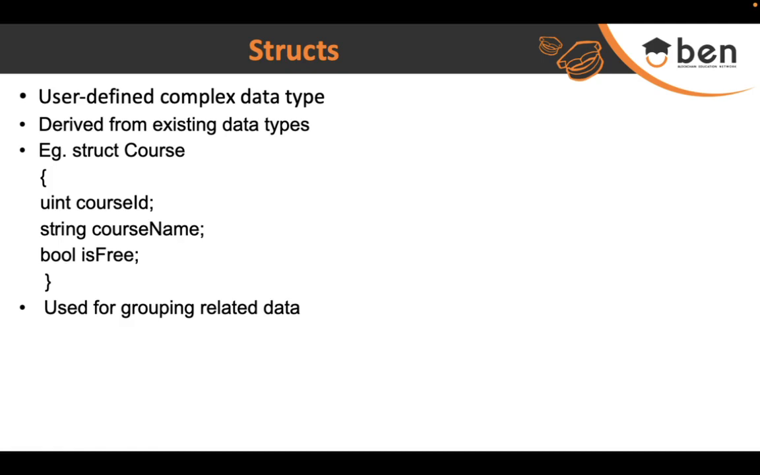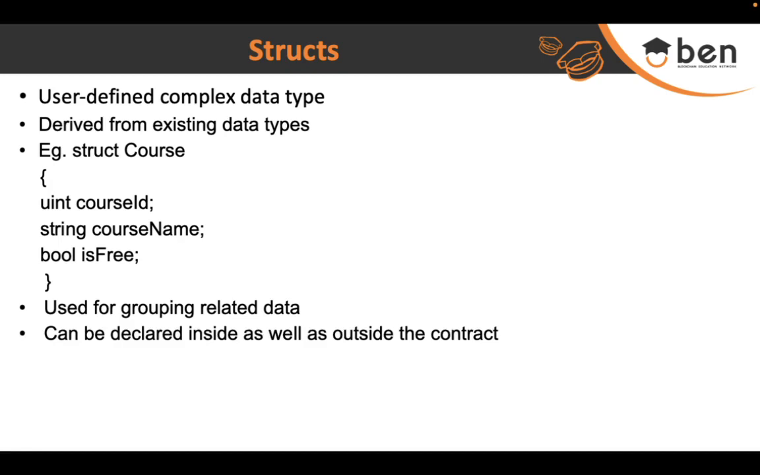That's why we are clubbing that entity, that information, into a single struct which is known as the course. Now, the important point about structs is that they can be declared both inside as well as outside the contract. We will go into the details in our further lessons, but right now, for your understanding, most of the variables till now, whatever we saw, we used to write at the contract level, right? But in case of struct, you can declare a struct outside the contract also.